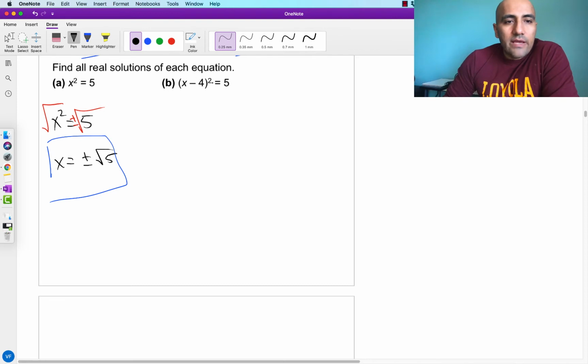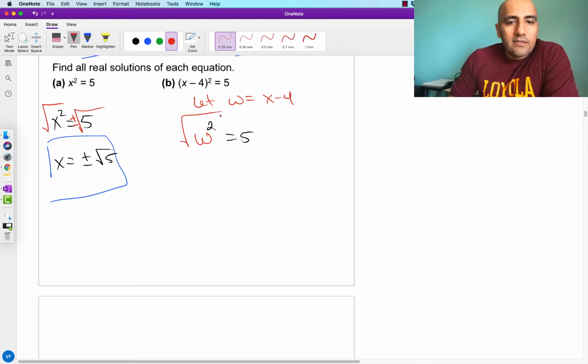All right, what about in this case? Well, we do the same sort of thing. We just treat this as a little value. So let w equal x minus 4. If we do that, we can do a little substitution here, which means that this is going to be w squared equals 5. So we can move ahead with our process, take the square root of that, take the square root of that, put a plus or minus. And so we end up with w is equal to plus or minus root 5. And then we're not done yet, because we weren't solving for w, we were solving for x.